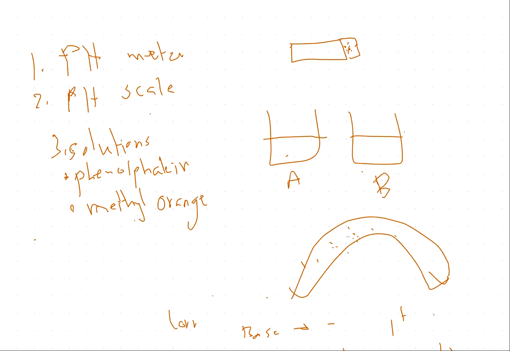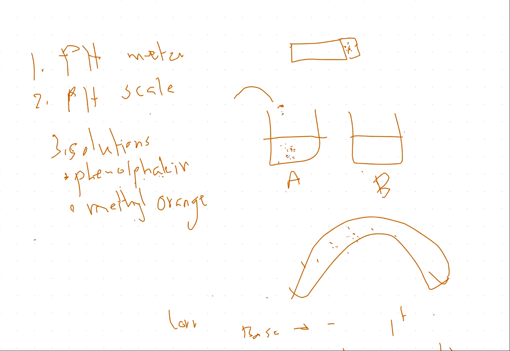Phenolphthalein has a colorless solution. If I put one drop here, the color will stay colorless. If the color stays colorless, this means it is acid. If the color changes to pink, this means my solution is basic. Did you understand?